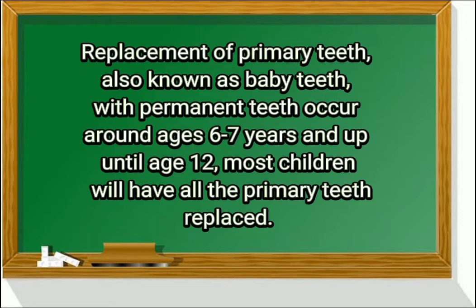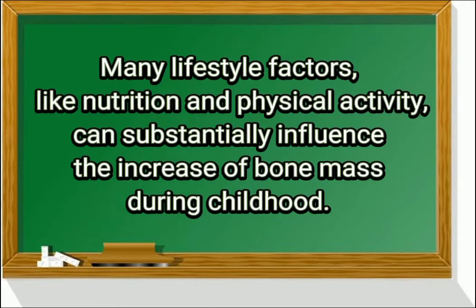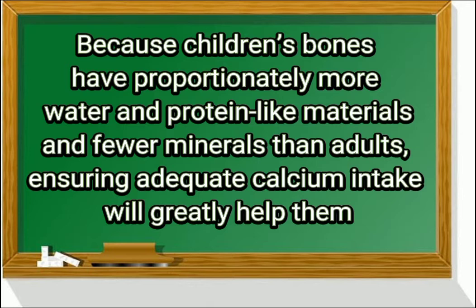Replacement of primary teeth, also known as baby teeth, with permanent teeth occurs around ages 6 to 7 years and up until age 12. Most children will have all the primary teeth replaced. Many lifestyle factors like nutrition and physical activity can substantially influence the increase of bone mass during childhood. Because children's bones have proportionately more water and protein-like materials and fewer minerals than adults, ensuring adequate calcium intake will greatly help them in strengthening bones and muscles.